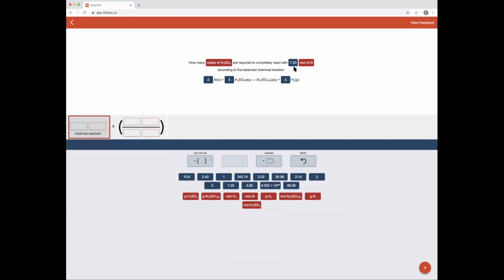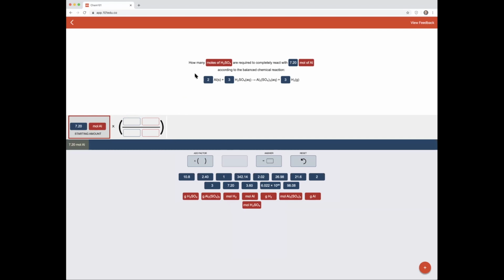And in this particular problem, and in a lot of these Chem 101 problems, you're not going to start at the beginning of the stoichiometry roadmap. You're going to start in the middle. In some of these problems, you don't have to solve for moles from grams. You're already given the number of moles, and that's what we have here. So 7.2 moles of aluminum, okay?